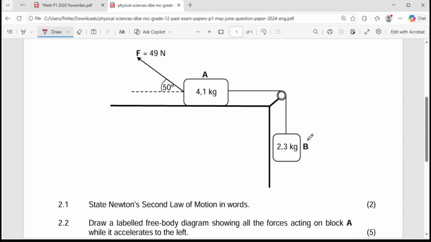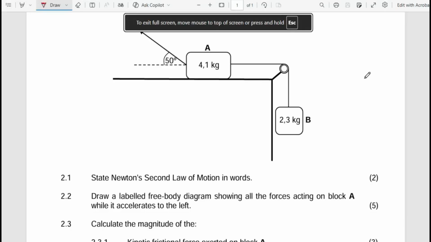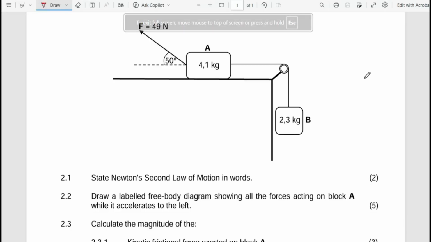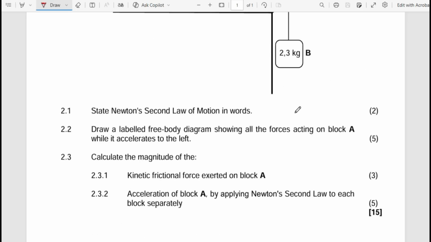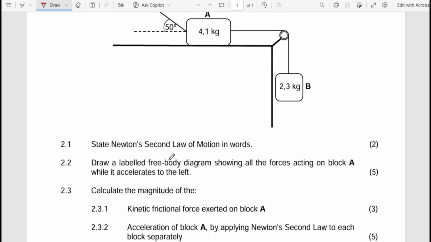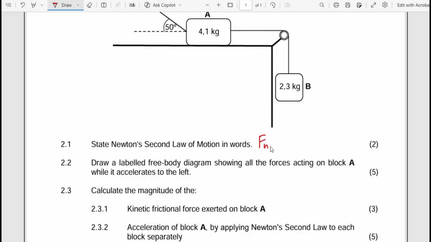The first question, they want you to state Newton's second law in words. Guys, I can't do this with you. Please trust me, you don't need me for the definition. You have the definition in your exam guideline. Just go there and practice the definition. I'm only interested in 2.2, 2.3.1, 2.3.2. Please go and read Newton's second law. What you're going to learn from your definition is that F net is equal to ma.